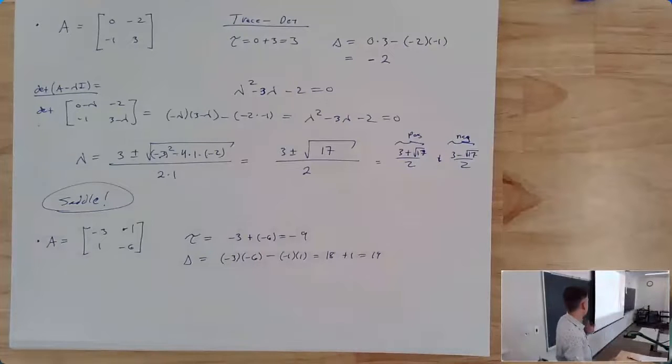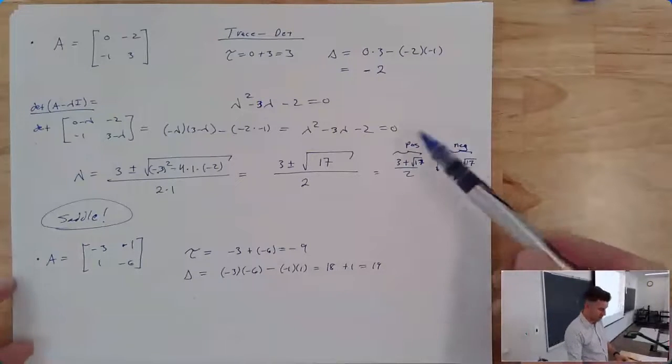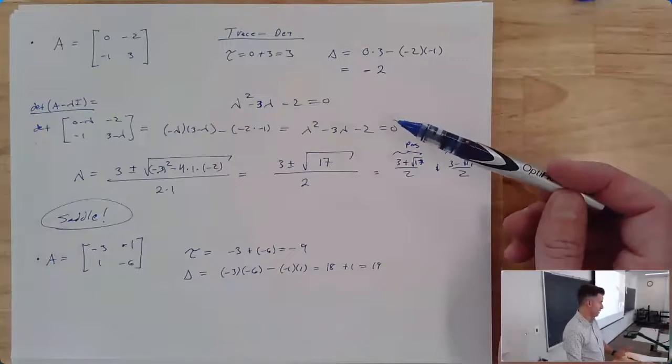Now, there is kind of a trick here, which I'm going to tell you: if your eigenvalues are real, which is the whole thing, then if the determinant is negative, we know that we have opposite signs and a saddle.